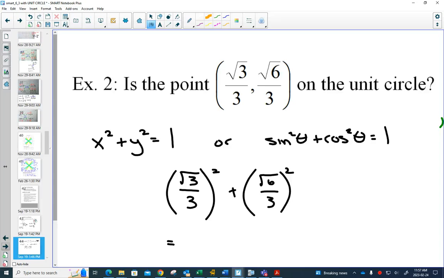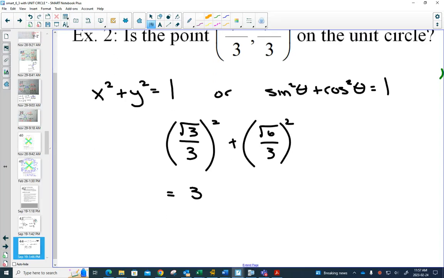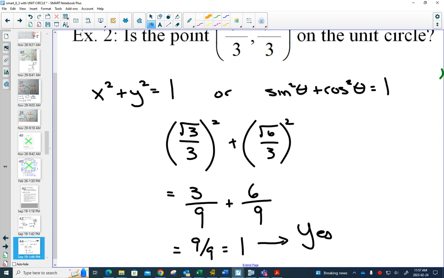Well, if I square root of 3 times square root of 3, that'll be 3. 3 times 3 would be 9. Square root of 6 times square root of 6 would be 6, and 3 times 3 would be 9. If I add these together, I get 9 over 9, which is equal to 1. So I can say, yes, it is on the unit circle. If I got any number other than 1, then I would say no, it is not on the unit circle. So here I'm using the equation for the unit circle to determine whether it's on the unit circle or not.